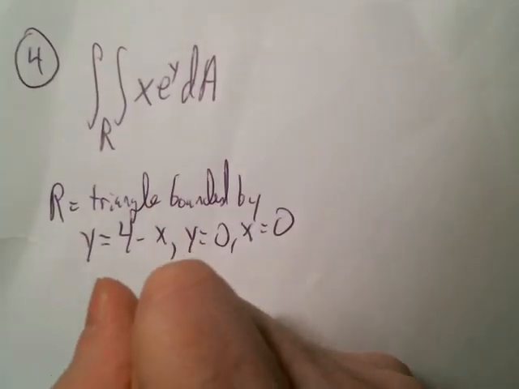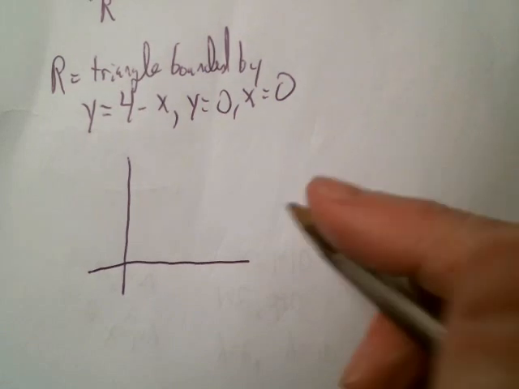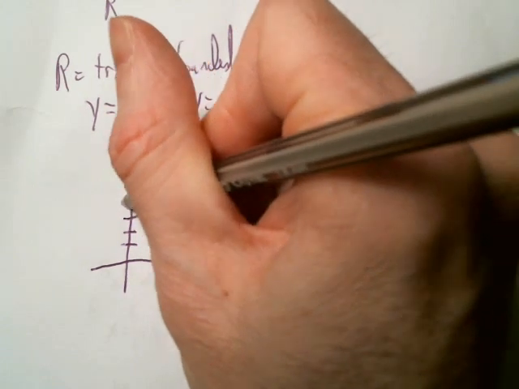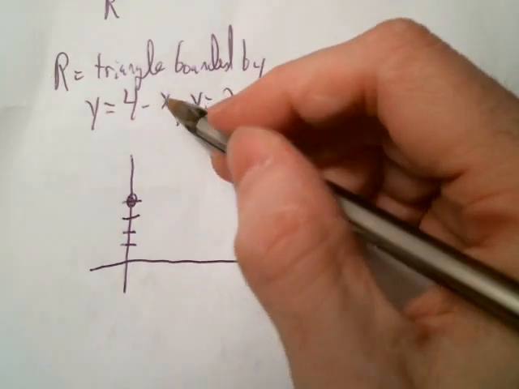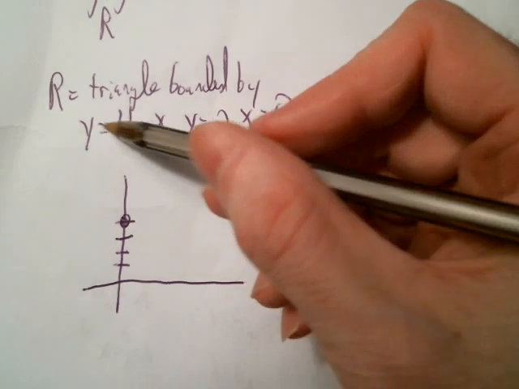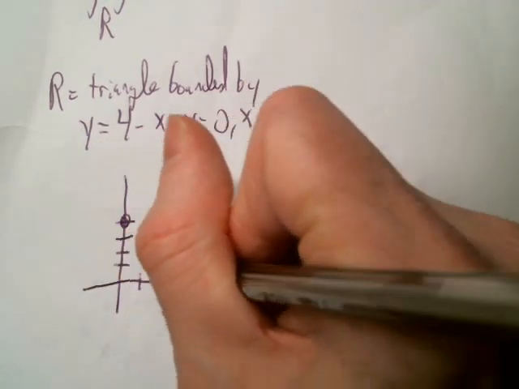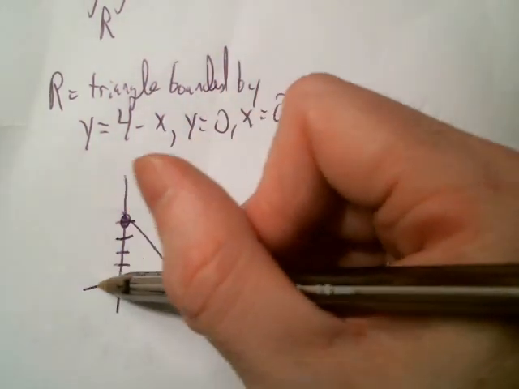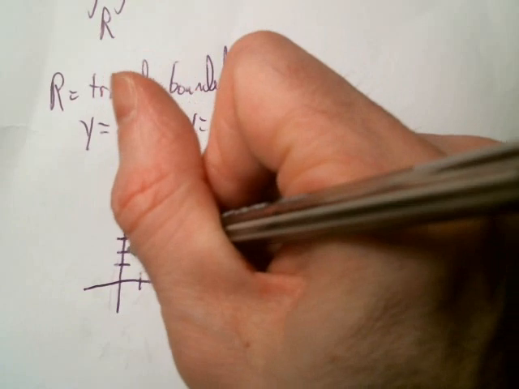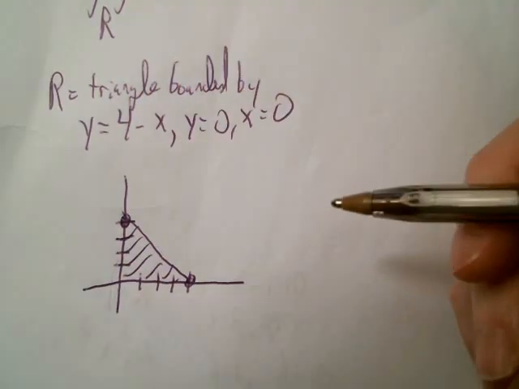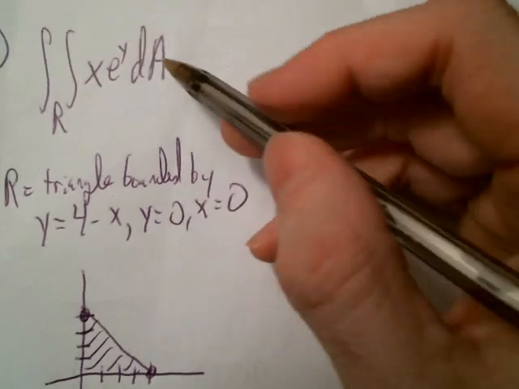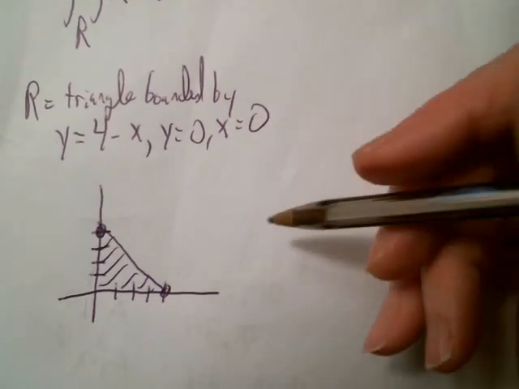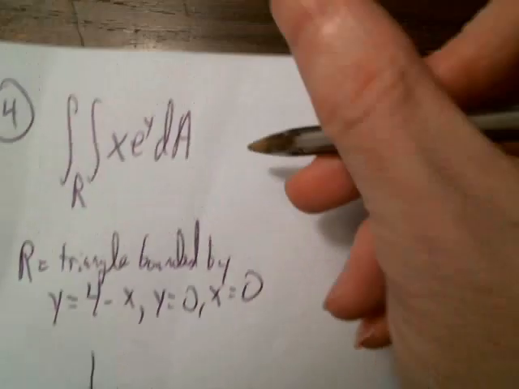All right, so I go to my xy plane. 4 minus x, what is that? So its y-intercept is at 4. Its x-intercept, in other words, where y is 0, will also be 4. So it's this curve. And then y equals 0 is the x-axis, x equals 0 is the y-axis. So we just want to find the integral of x e to the y over this triangle region. Okay, so we have to do both orders.